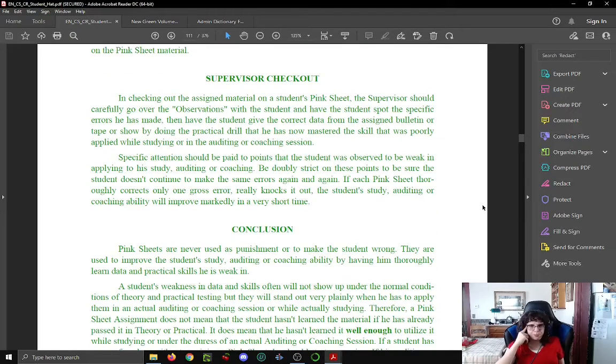Supervisor checkout. In checking out the assigned material on a student's pink sheet, the supervisor should carefully go over the observations with the student and have the student spot the specific errors he's made, then have the student give the correct data from the assigned bulletin or tape, or show by doing the practical drill that he has now mastered the skill that was poorly applied while studying or in the auditing or coaching session.